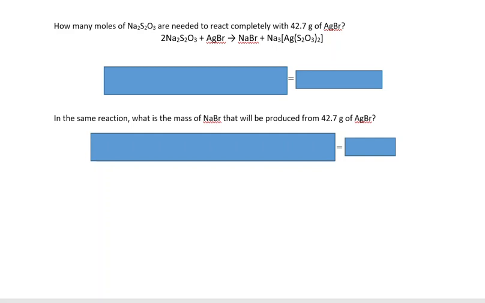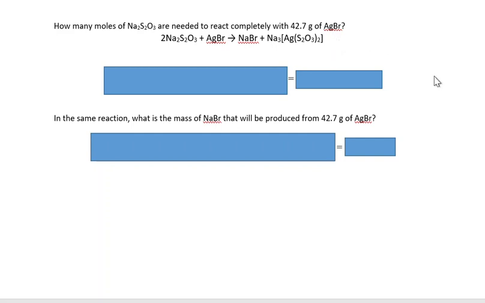Here they're asking how many moles of sodium thiosulfate are needed to react completely with 42.7 grams of silver bromide. Now, this sodium thiosulfate is not a compound you've encountered before, but it is 2 sodiums, 2 sulfurs, and 3 oxygens. And here is our reaction. 2 moles of sodium thiosulfate with 1 mole of silver bromide will give us 1 mole of sodium bromide and 1 mole of sodium silver thiosulfate. All right, so that's what we've got here.